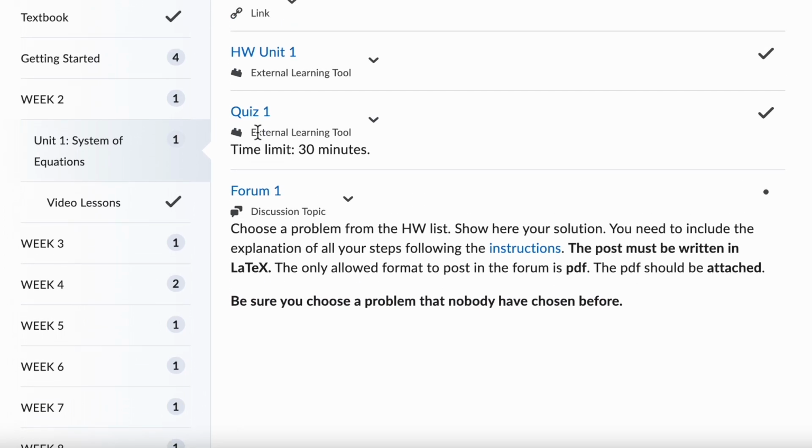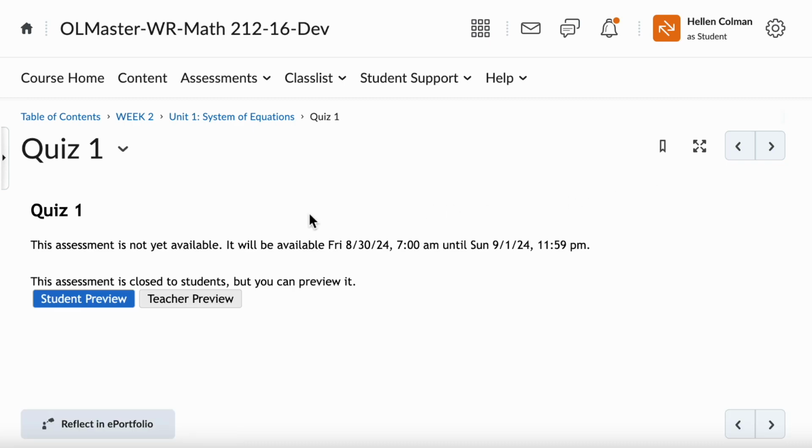Okay, and the last assessment that you have is the quiz, which has similar types of problems to the homework, but you have a time limit of 30 minutes. So the quiz is much shorter. There are just 2 or 3 problems, but you have a time limit of 30 minutes from the moment that you start the quiz. So you just click on the quiz. It's not available yet, and it will always be available from Friday to Sunday. Once you open the quiz, you have 30 minutes to finish it.